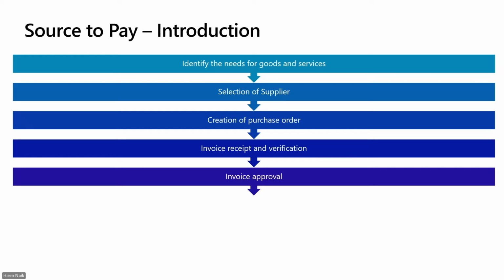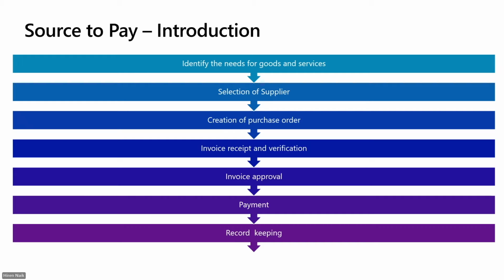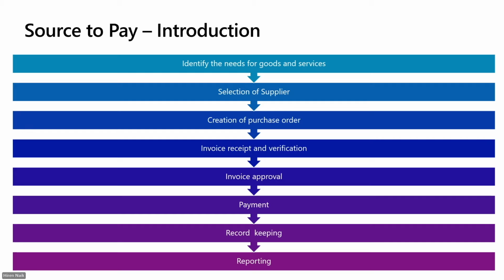The invoice is approved for payment, and the accounts payable team processes the payment. The supplier is paid for the goods or services, usually by electronic fund transfer. Record keeping. All relevant documents, including purchase order, invoice, and payment details, are recorded and stored for future reference. Reporting. Financial and operational report analysis helps keep track of the performance of the source-to-pay process.